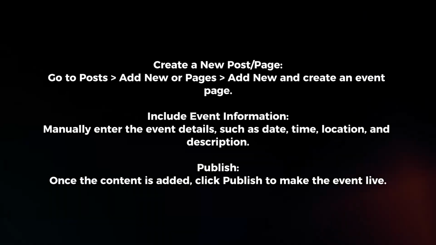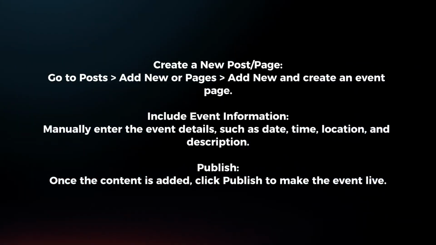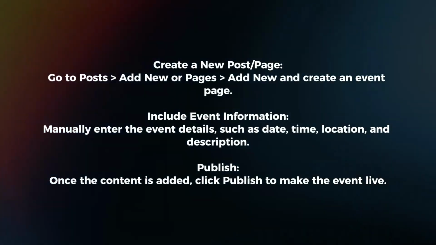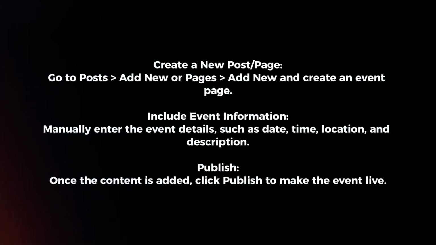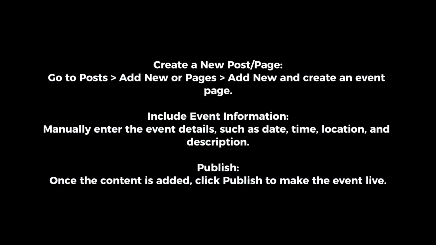Manually add events. Create a new post or page. Go to Posts, Pages, Add New and create an event page. Include event information. Manually enter the event details such as date, time, location and description. Publish. Once the content is added, click Publish to make the event live.